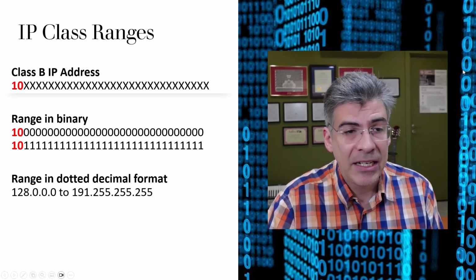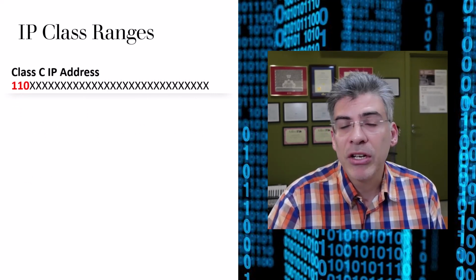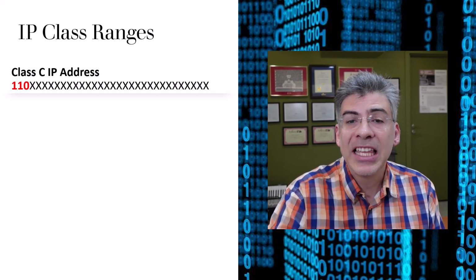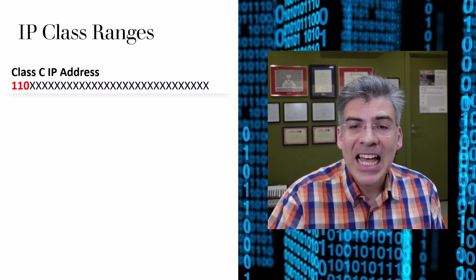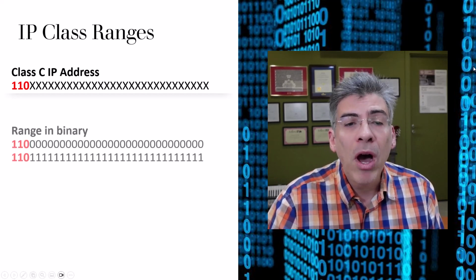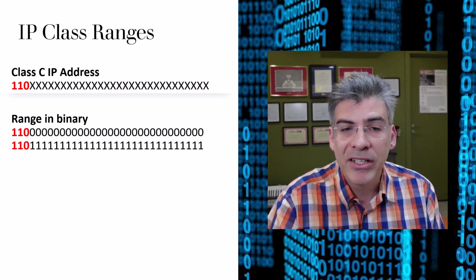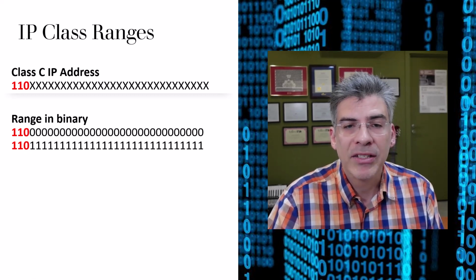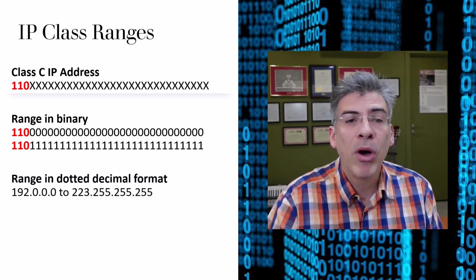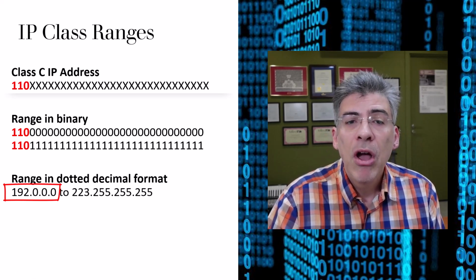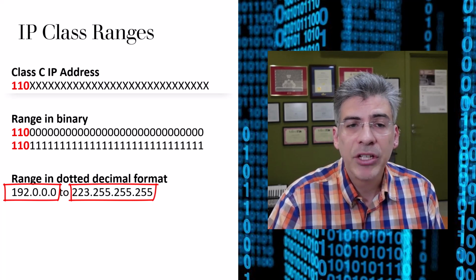Let's go on to Class C. Now, a Class C address in binary looks like this. It starts with a 110, and then the other 29 bits are set to either a 1 or a 0. That means that Class C addresses range from 110 and then 29 zeros all the way up to 110 and then 29 ones. Again, what does that look like in the dotted decimal format? That's a range from 192.0.0.0 all the way to 223.255.255.255.